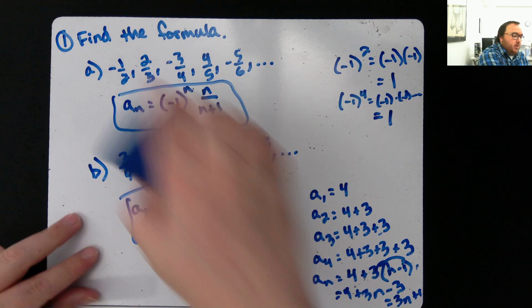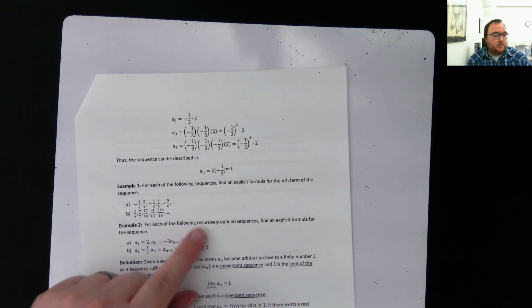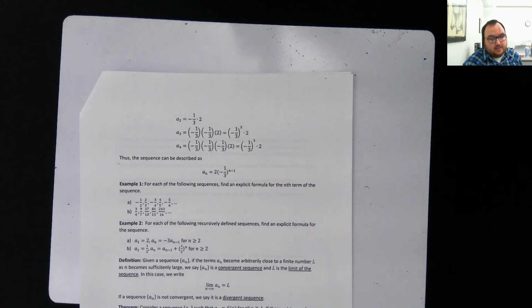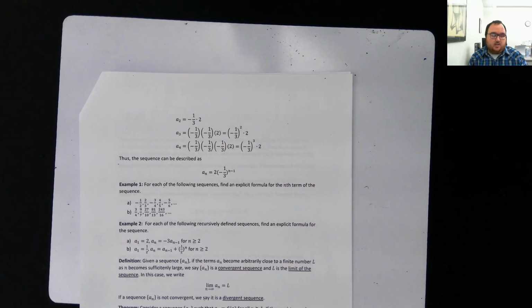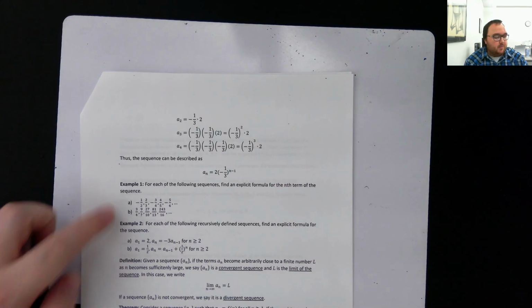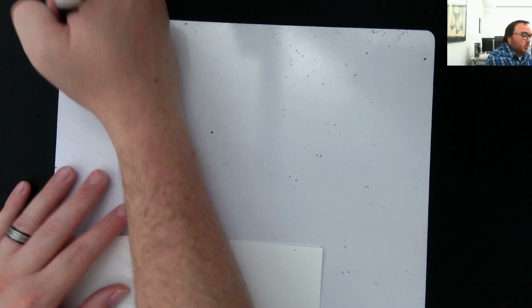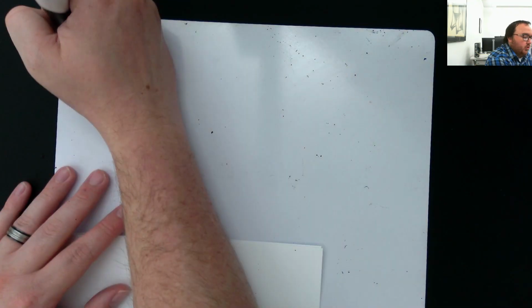All right, for example number 2, what we're doing is for each of the following recursively defined sequences, find an explicit formula for the sequence. So the same thing, but instead of a list, I'm going to give you the recurrence relation. So we're still doing the same thing. Find the formula.